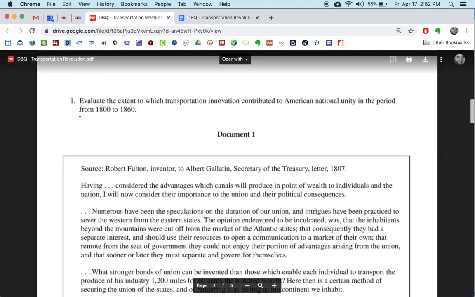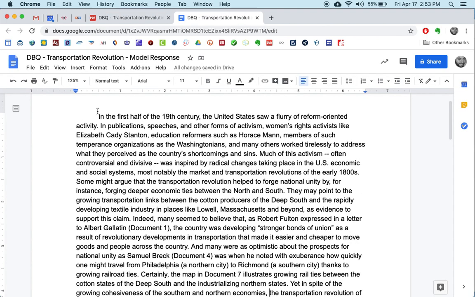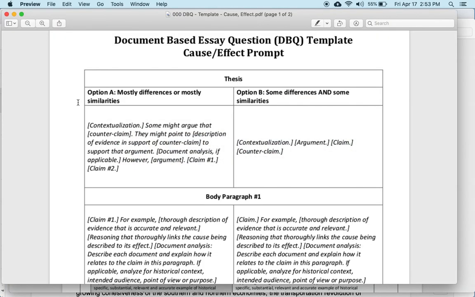So again, the question is, evaluate the extent to which transportation innovation contributed to American national unity. So in other words, what was the effect of the transportation revolution of the first half of the 19th century to create national unity or not? That's basically the question they're asking you to consider. Let's start with the thesis. What I tell my students is that a good thesis might take one of two different approaches.